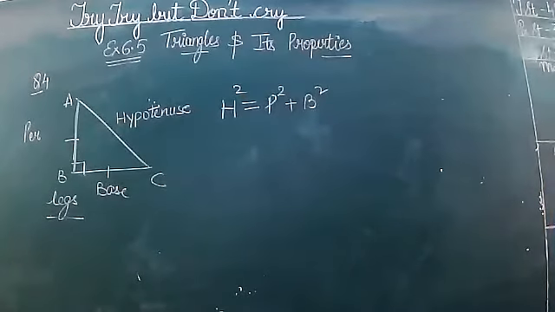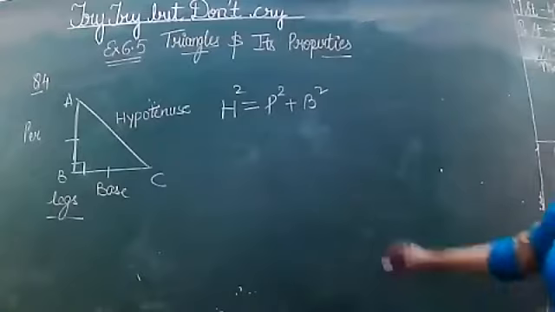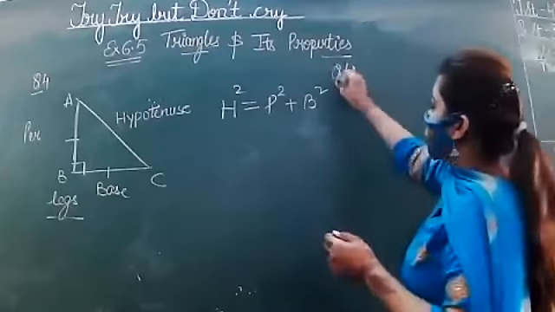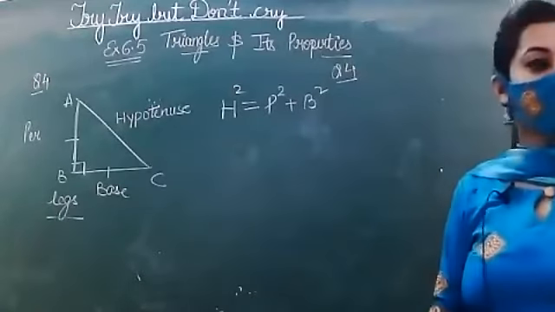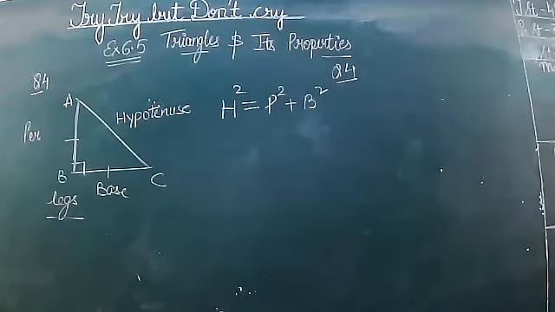The first 3 questions from the exercise we have done. Any doubt in these 3 questions? Okay. So let's start with the next question. Question number 4: which of the following can be the sides of a right angle triangle?